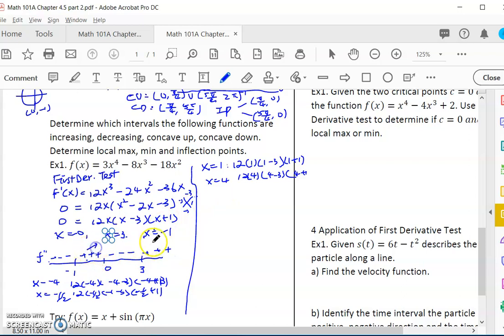So I have two increasing, two decreasing, right? And then I have the local min. Wow, it's really long. Increasing from negative 1 to 0, union 3 to infinity. Decreasing, because it's x to the 4th, decreasing is from negative infinity to negative 1, union, what? This is also decreasing, 0 to 3.